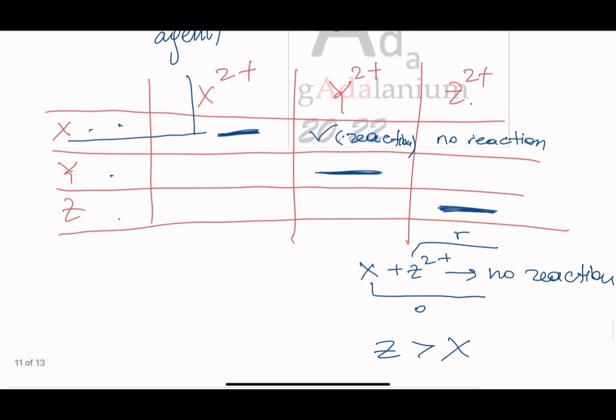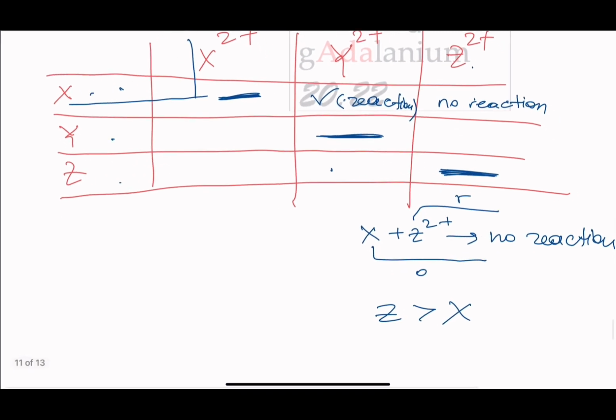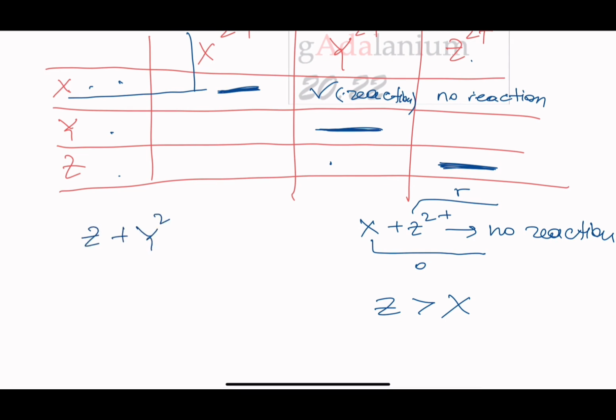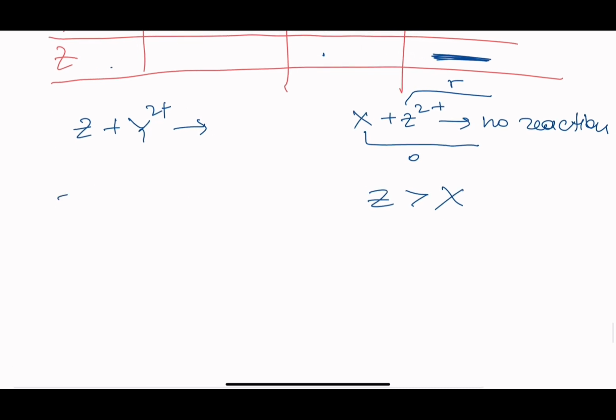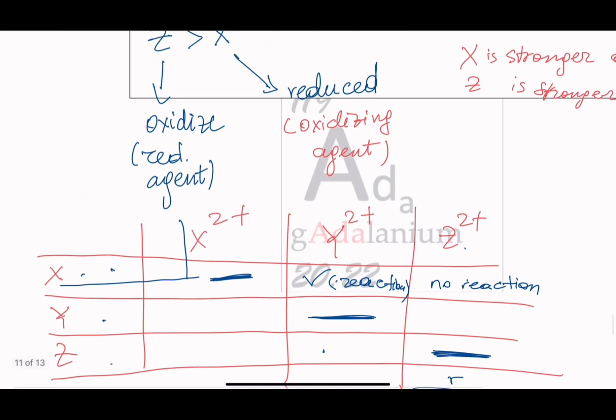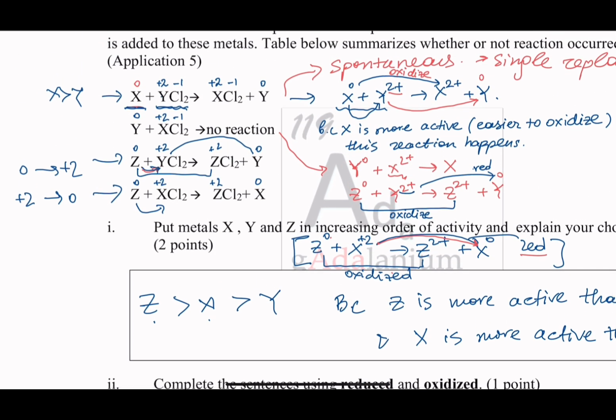But if we look right now at Y, let's look at Z with Y2 plus. So this reaction, Z with Y2 plus. Before we go, actually, I'm just going to write this. So Z is higher than X and Y. We know that Z will oxidize while Y will reduce because Z is more reactive. We look at this reaction in here. As you can see, Z kicked out Y. Z got oxidized, it went from 0 to plus 2, and Y went from plus 2 to 0.